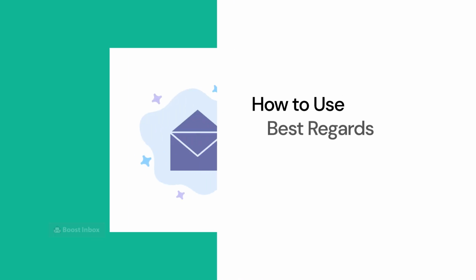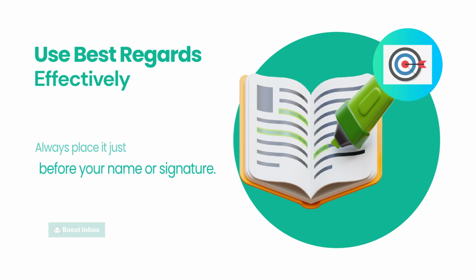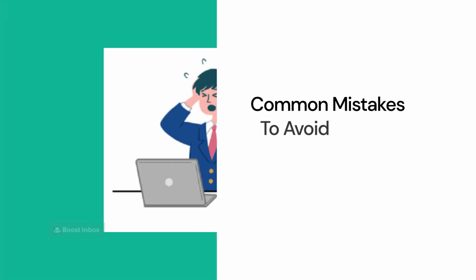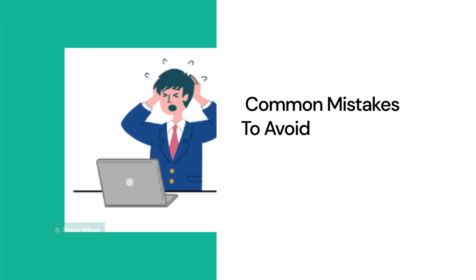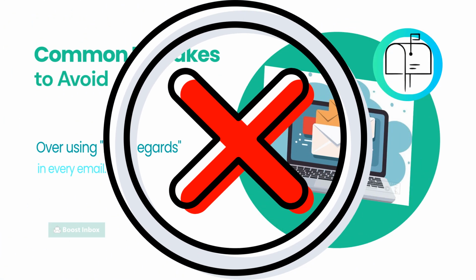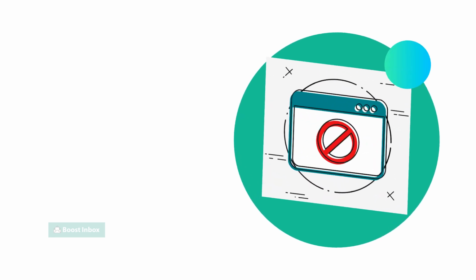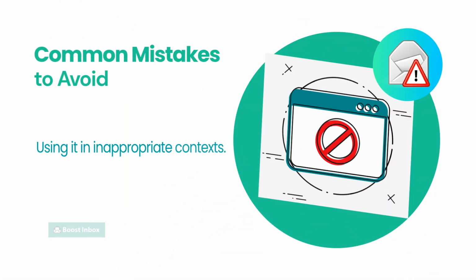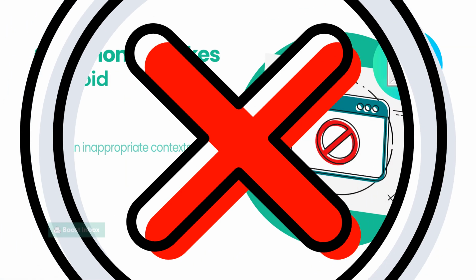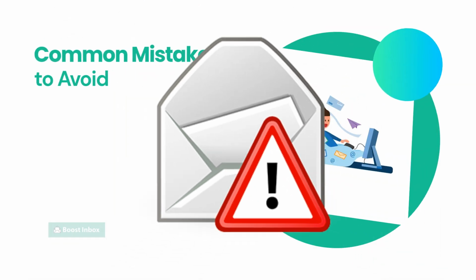How to use best regards effectively. Always place it just before your name or signature. Common mistakes to avoid: overusing best regards in every email, using it in inappropriate contexts, and inconsistency in email tone.